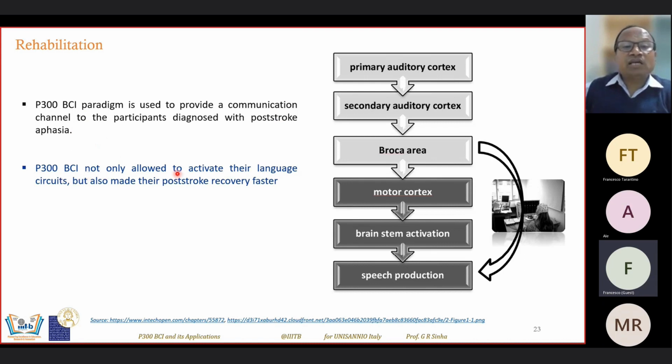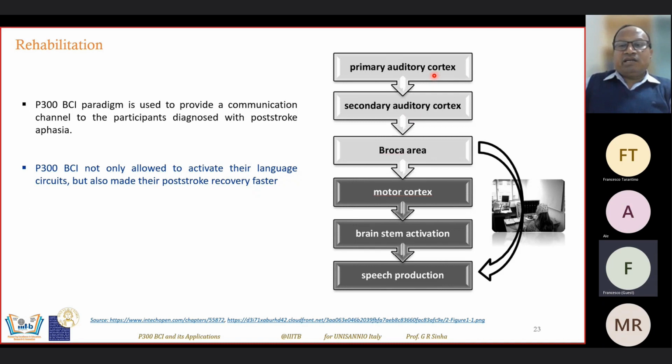P300 BCI not only allows them to activate their language circuits, but also made their post-stroke recovery faster. So this is actually a great contribution, a great tool for the persons who are having a stroke or brain stroke.